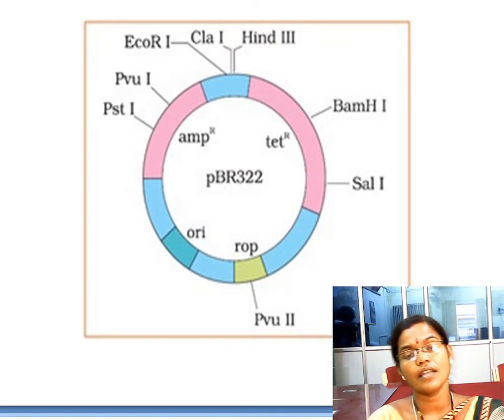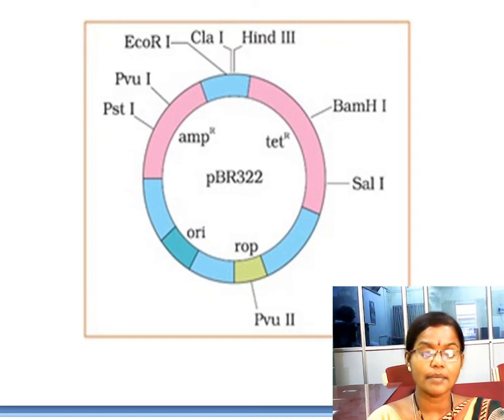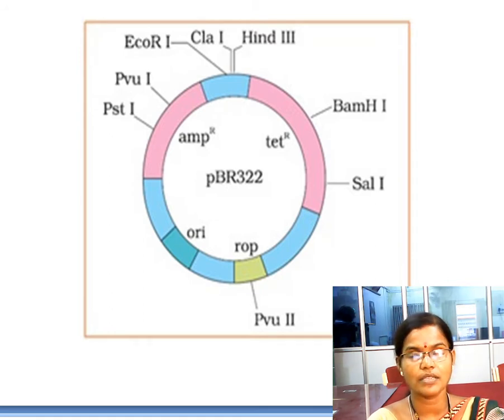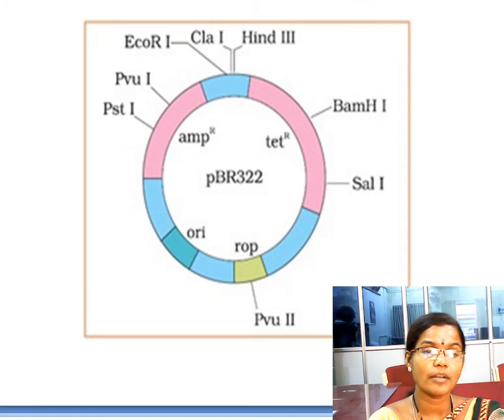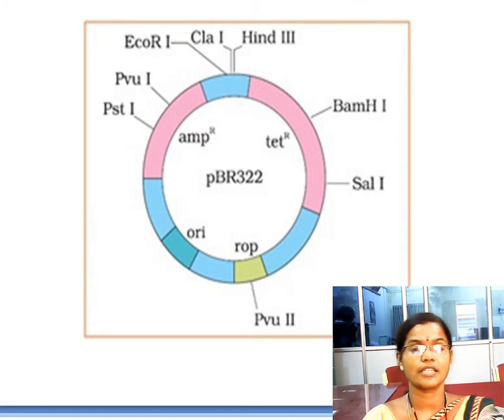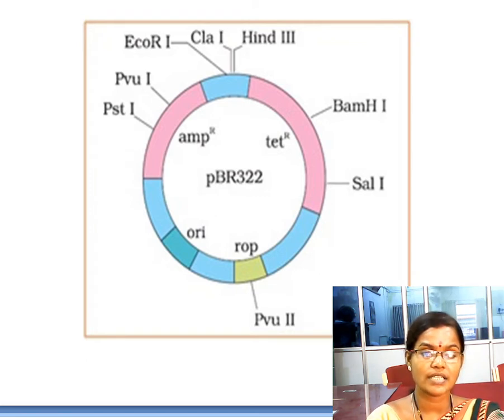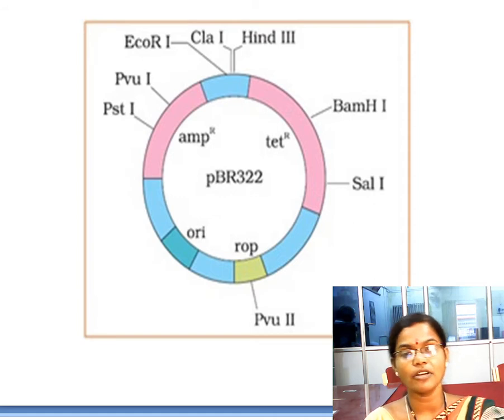Now students, per cell, that means in one bacterial cell, there is a presence of 20 to 30 plasmids. That means 20 to 30 number of plasmids. How are they synthesized? By the origin of replication site. By the origin of replication site, there is an arising of 20 to 30 number of plasmids within one bacterial cell. That process is called cloning.